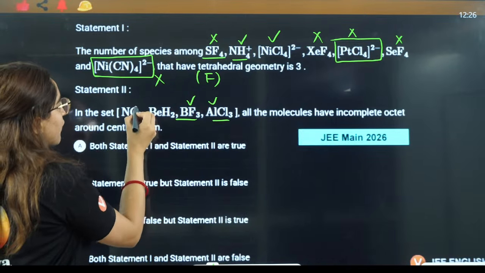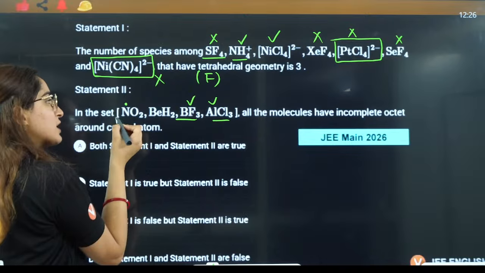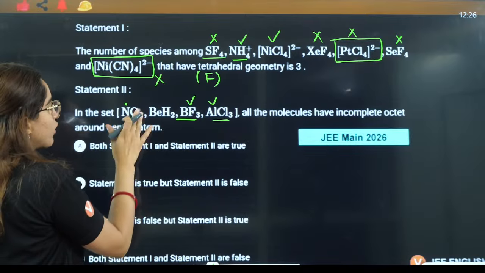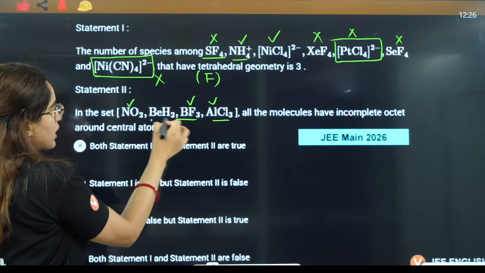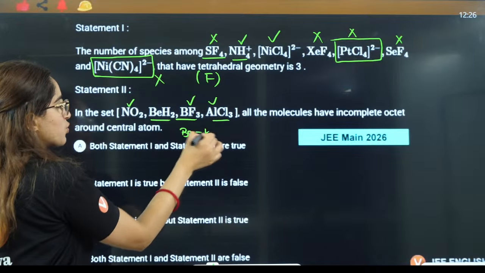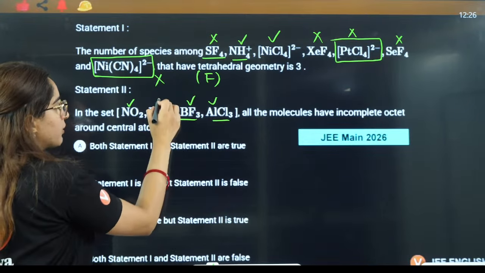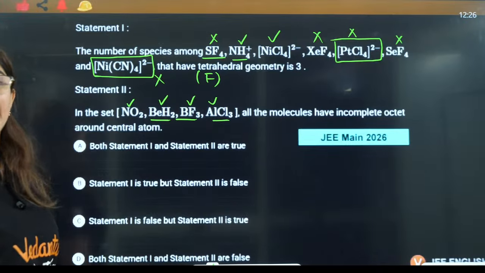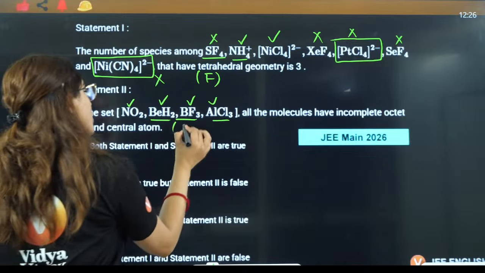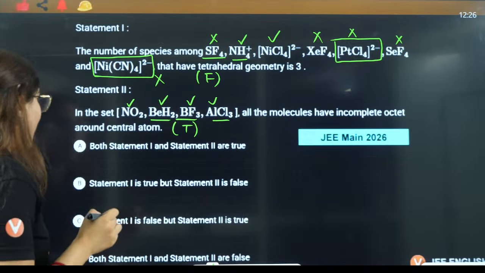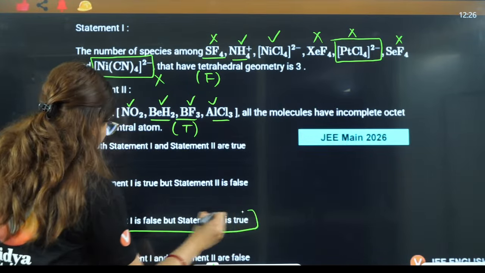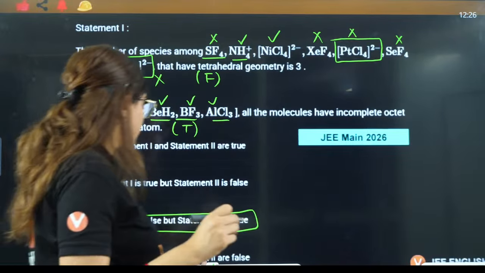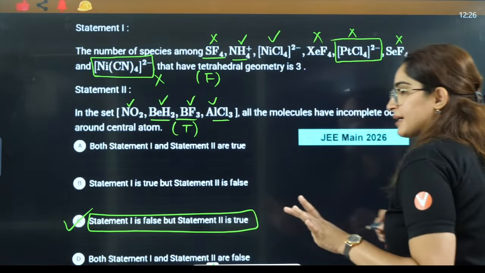Now, in this case, you have an odd electron. That is why the octet is not complete. That is also true. BeH2 also has only 4 electrons. Octet is not complete. So all of them have incomplete octet, that is true. So I can say statement 1 is false and statement 2 is true here. So answer will be C is the correct answer here.